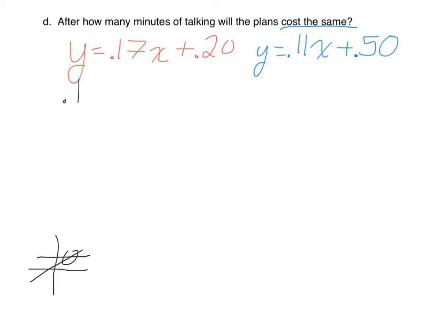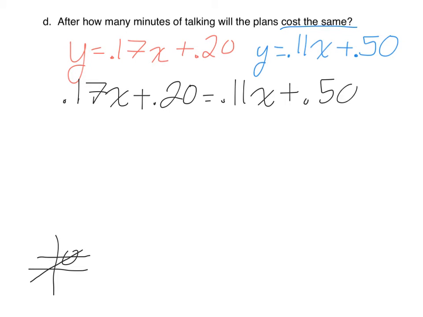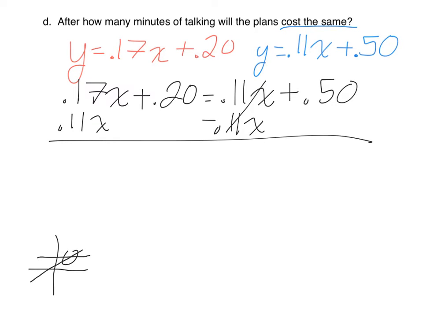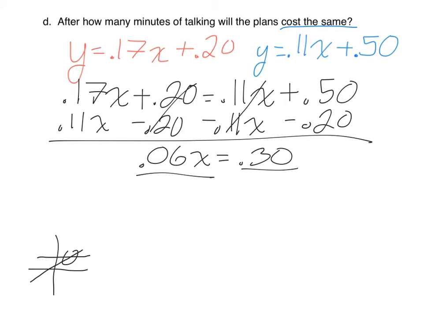So we're going to take our 0.17x plus 0.20, and since they're both already solved for y, we can just set them equal to each other and solve for x. So I'm going to move my 11 cents over here, which will cross off on this side, and then I can move my 20 cents over to this side, so they are on different sides. This guy's going to give me 6 cents. 0.06x equals 0.30, and then when I divide by that 0.06, I'm going to get that x equals 5.